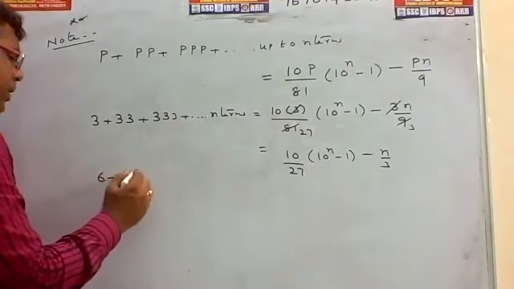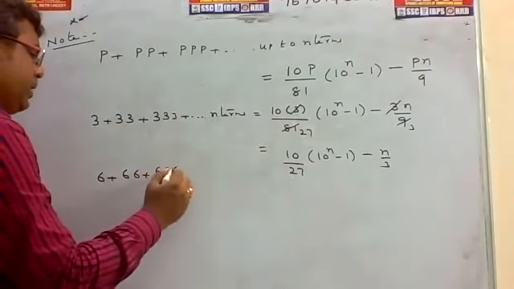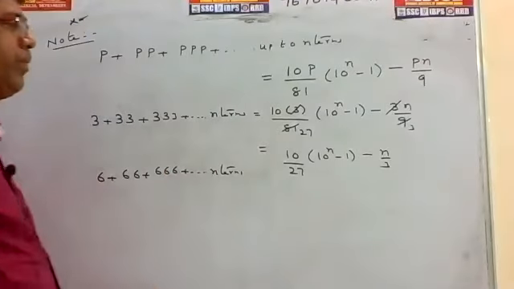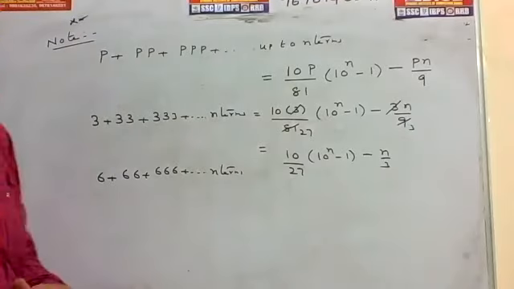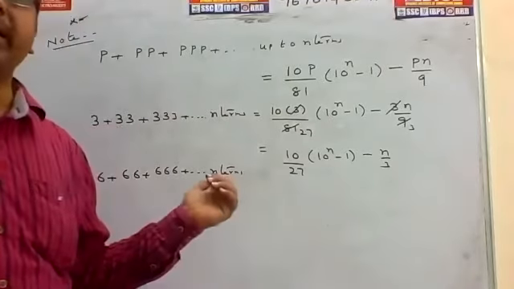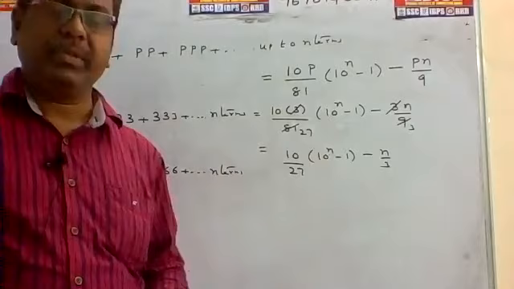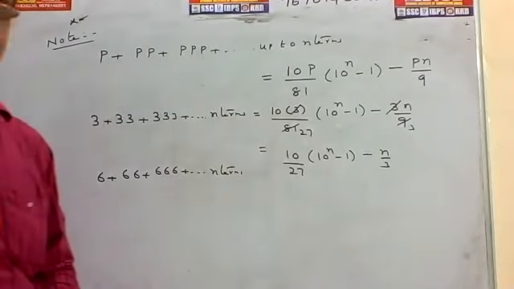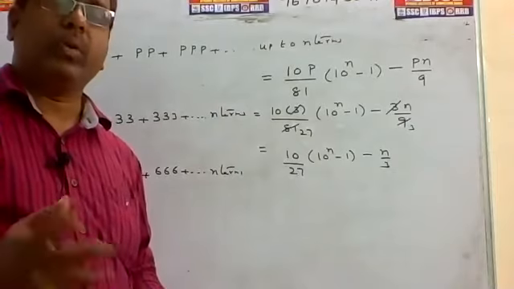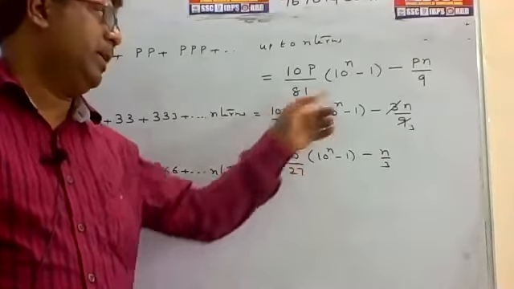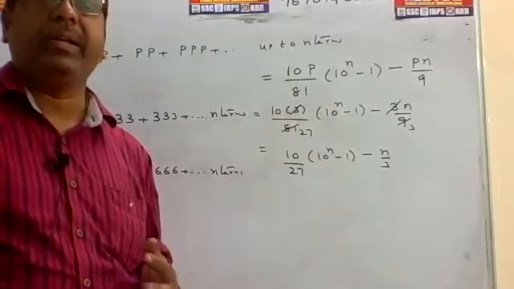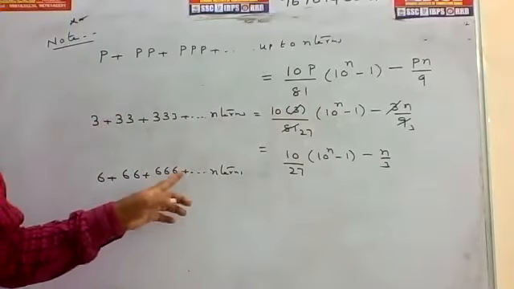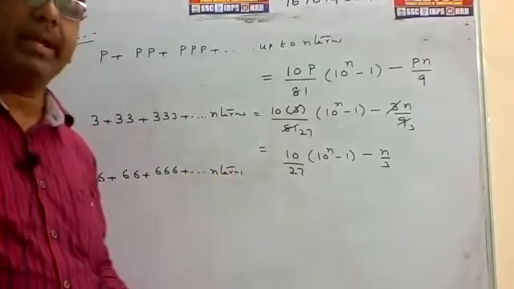Six plus double 6 plus triple 6 plus so on n terms is equal to dash. Actually, telling the answer in the chat box is very difficult for you, because writing out this complete answer is a big task. I'm writing it here.